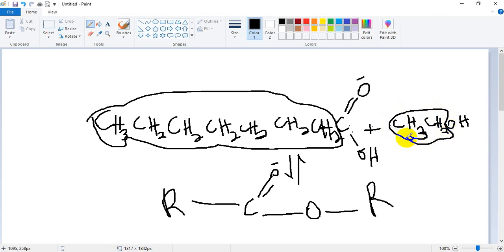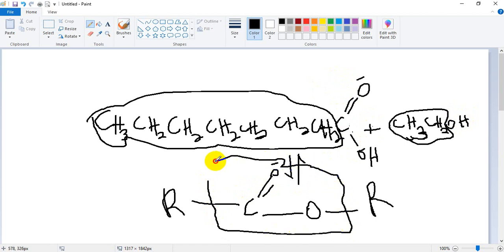So the substituents that are going to react are the C double bond O minus COOH and OH. The carboxylic acid group, this one, will react with OH to form what? This structure. So this structure over here is an ester.